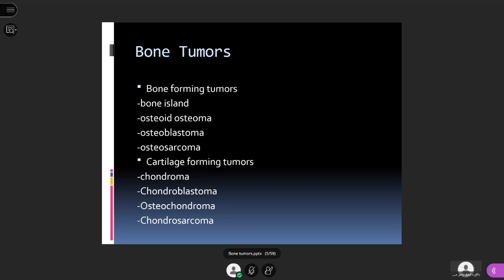The second category is the tumors which form more cartilage. They are chondroma, chondroblastoma, osteochondroma, and chondrosarcoma. Again, the first three are benign, and the last one, chondrosarcoma, is the malignant one. Now, osteochondroma, see in this name, both the osteo and the chondro components are there. That means it's forming both of them, the bone as well as the cartilage. And the cartilage forming tumors often present with calcifications.